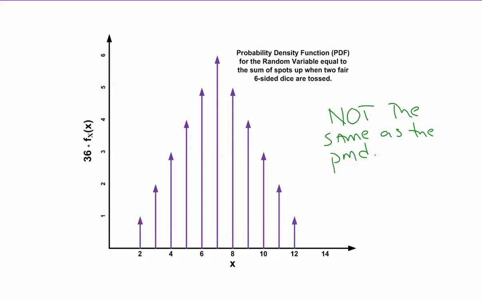Please give some thought to that and let me know if you have any questions. And once again, you'll notice that the vertical scale has been multiplied by a factor of 36. This point is really 1/36, and that point right there is really 6/36 or 1/6. Okay? Please give some thought to all of that.